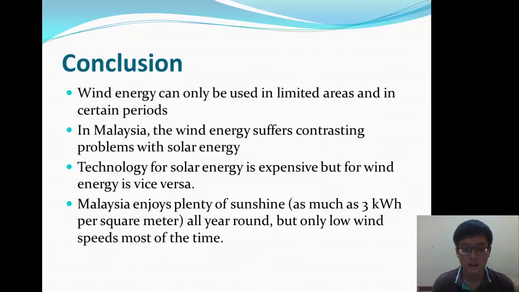In conclusion, wind energy can only be used in limited areas and in certain periods. In Malaysia, wind energy suffers contrasting problems with solar energy. The technology for solar energy is expensive, but for wind energy it is vice versa. Malaysia enjoys plenty of sunshine, as much as 3 kW per hour per square meter all year round, but has only low wind speed most of the time.